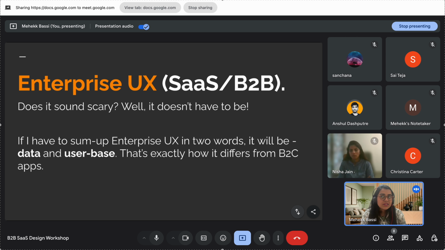So if your friend is selling a refrigerator and the company buys the refrigerator from that friend, the company does not become the consumer. So the company here is buying it for a third person. So these are some of the differences between enterprise and consumer facing products.